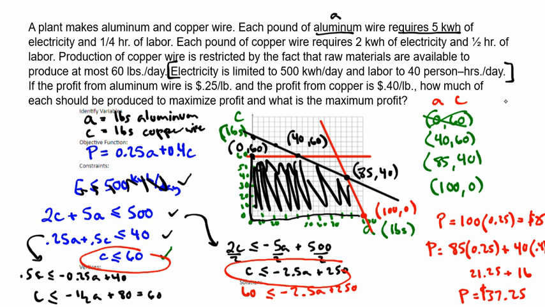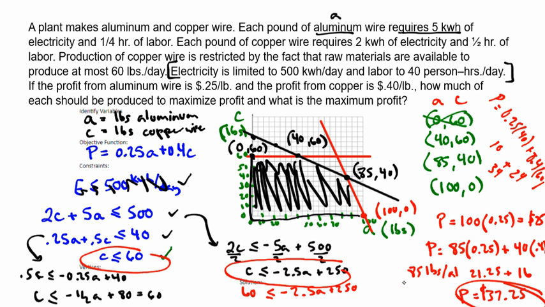40 and 60. I'm going to get real crazy and do it like this. 0.25 times 40 plus 0.4 times 60. So that's 24. That is 10. So that's 34. Boom. Maximum profit is $37.25, and that happens when we do 85 pounds of aluminum and 40 pounds of copper.